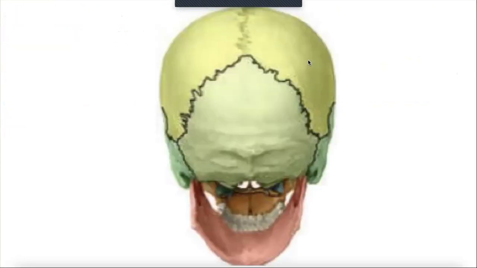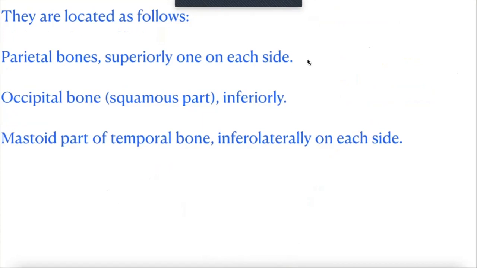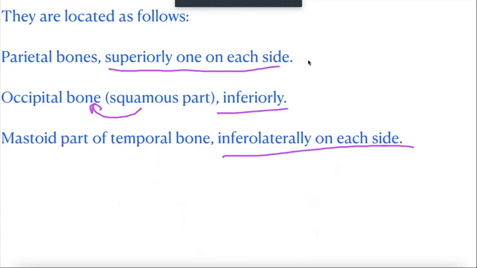See, these are the parietal bones, right? And these are the temporal bones. And this one is the occipital bone. So the parietal bones superiorly on each side, the squamous part of the occipital bone inferiorly, and the mastoid part of the temporal bone infralaterally on each side. You can see that.